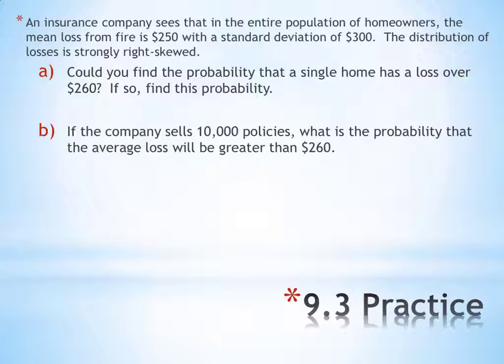Well, the only thing we know how to do to find probability is use z-score. Can we use z-score for this? No, it says it's strongly right skewed. When do we use z-score? We use z-score when it's a normal distribution. So can I do this problem? No. The distribution is skewed right.